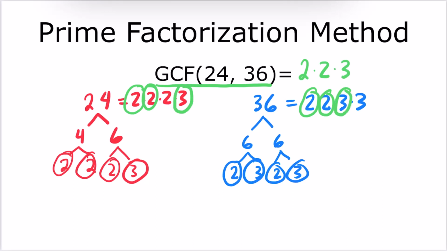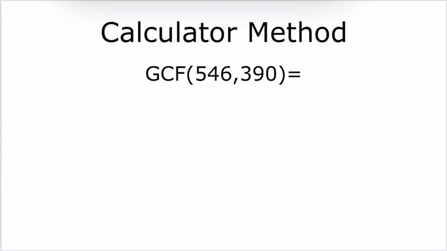And those are all of the prime factors that they have in common. And so then I'll just multiply these together, and 2 times 2 is 4, times 3 is going to give us 12, which is the same answer that we got with the set intersection method. So that's the way that the prime factorization method works.